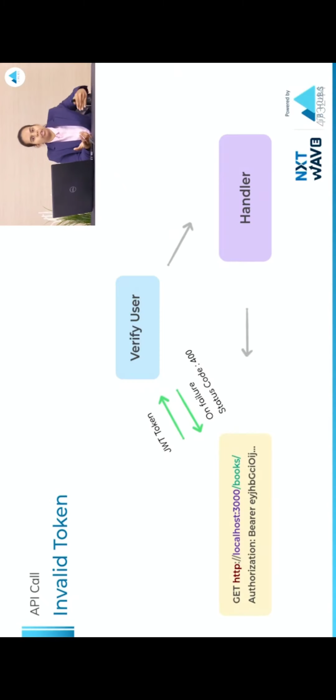Now we understood the flow, right? Firstly, the request from the client will arrive. It will be sent to the middleware function, right? Then the middleware function will verify the JWT token. If the JWT token is valid, only then the API handler will get called, and then the API handler will send the response. In case the JWT token is invalid, then the middleware function itself will send the failure response to the client, okay?